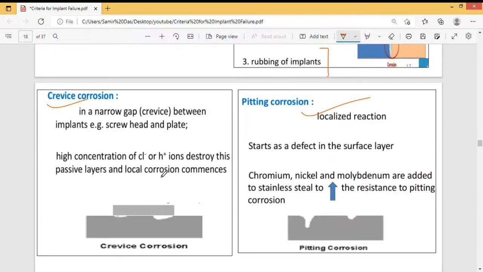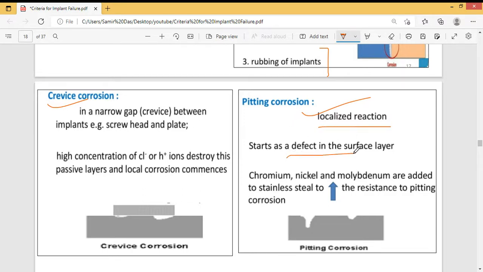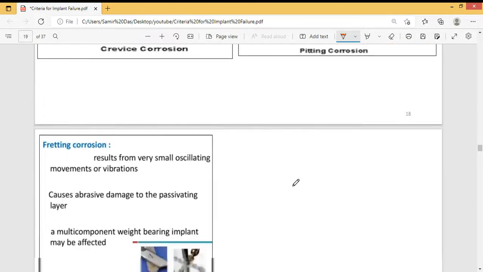Similarly, those things are also mentioned for crevice corrosion. A narrow gap is placed between the implant, like the screw head and plate. A high concentration of Cl minus and H minus ions destroys the passive layer and local corrosion comes. So this can be a key point of crevice corrosion. Similarly, in pitting corrosion, a localized reaction will start and defect the surface layer. Chromium, nickel and molybdenum are added to the stainless steel to resist pitting corrosion also.